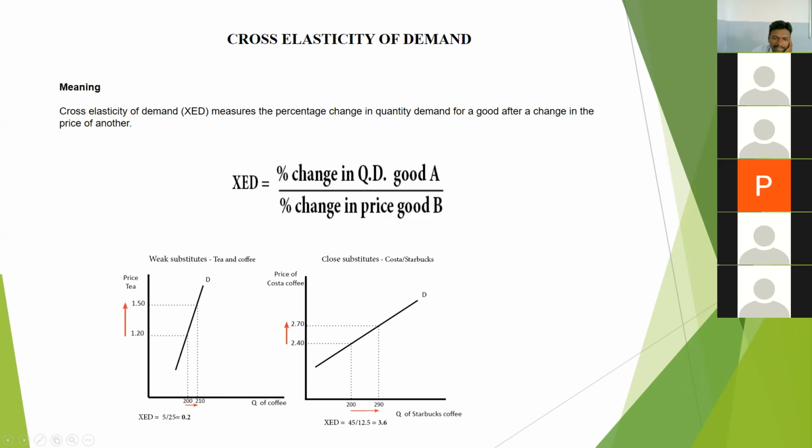And the percentage change in quantity demanded of commodity A is 45 here. And what is the percentage change in the price of the good? So the price is 12.5. So the cross elasticity of demand is equal to 3.6. Okay. Now, up to this, clear, students? Yes, sir. Now we have a question.